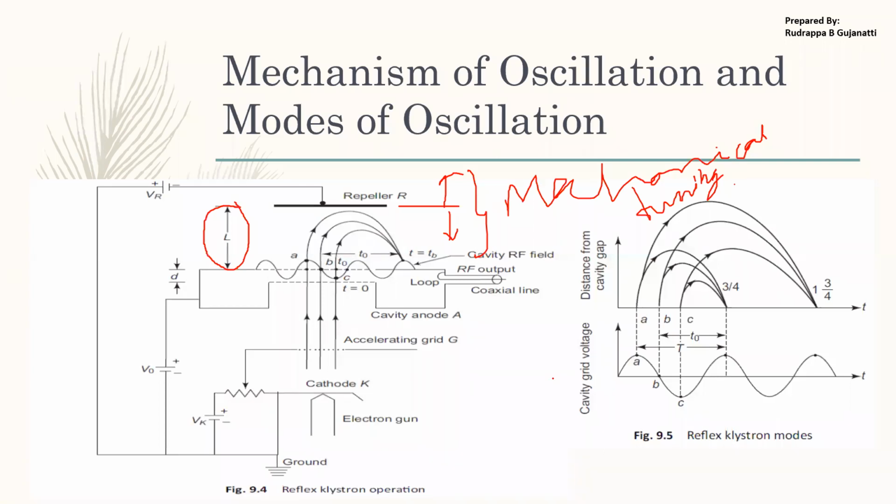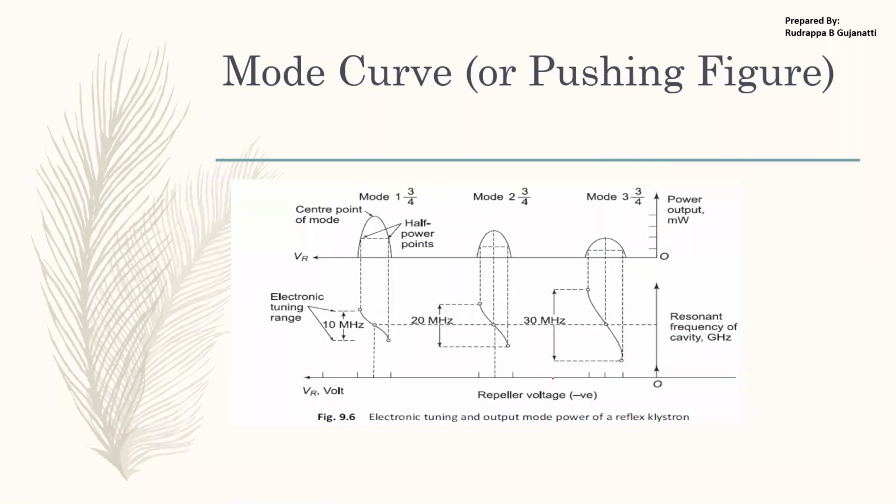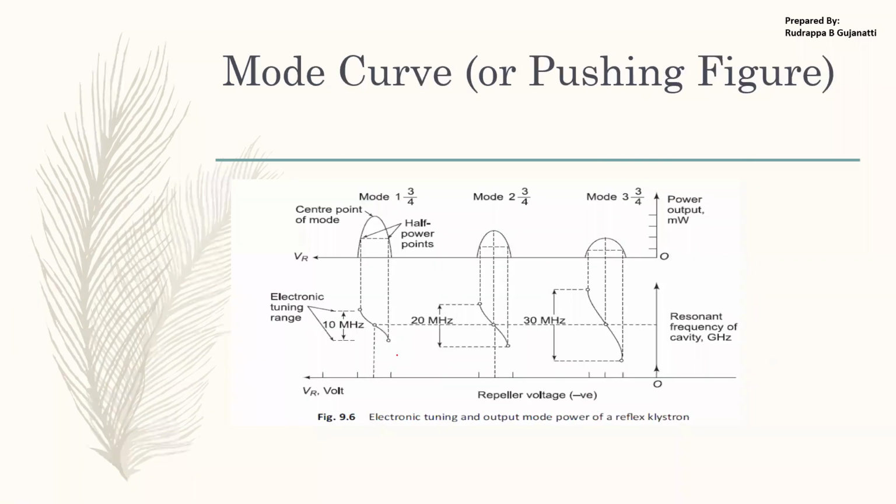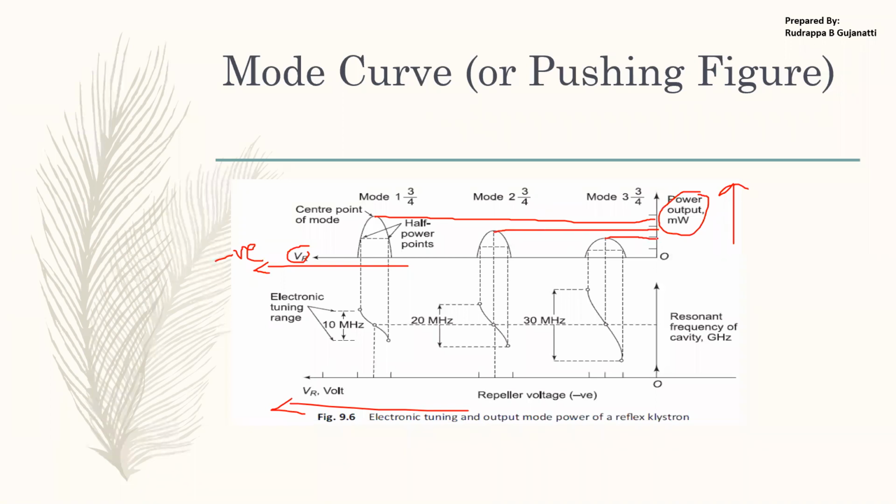In the next class we'll discuss the mode curve, which is relevant to this discussion itself. In short, if you just observe, the repeller voltage is negative, so this is the negative axis. Here also it is the negative axis. This is the output power. As I specified, the lowest mode gives you the highest output power. So here you can see the power output they have specified. This output power is higher compared to this mode, and this output power is higher compared to this mode. So as the modes keep on increasing, the output power keeps on reducing.